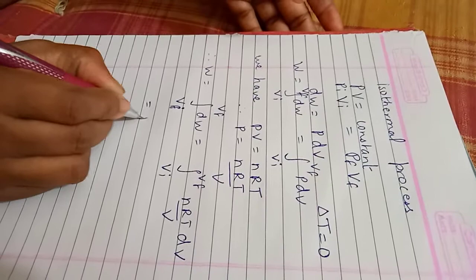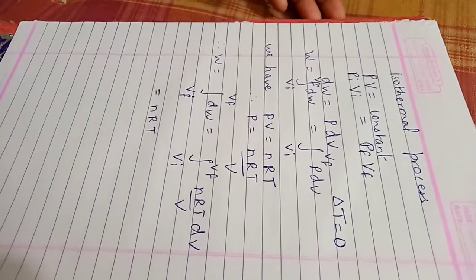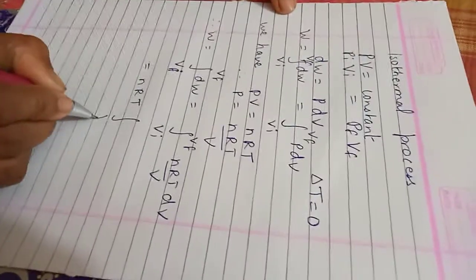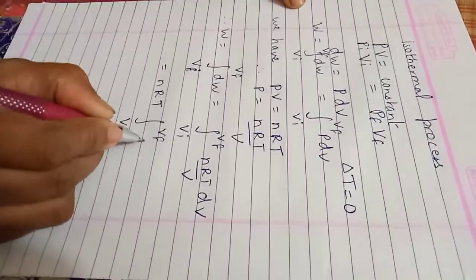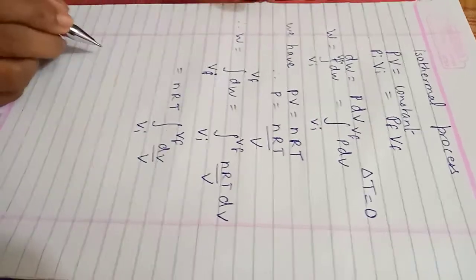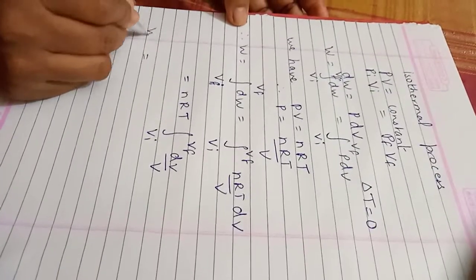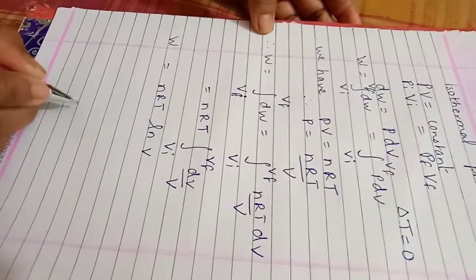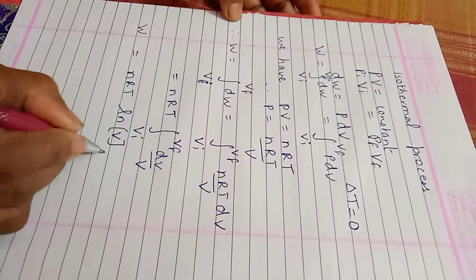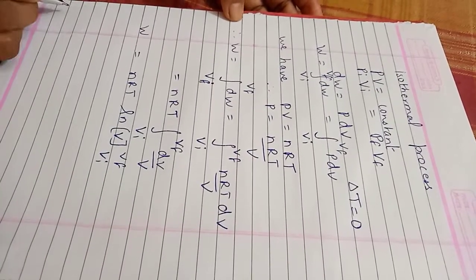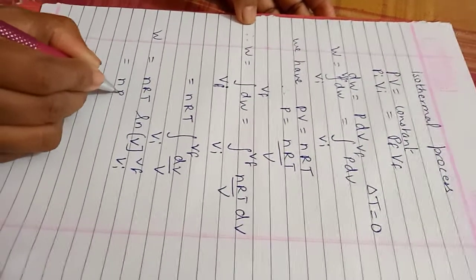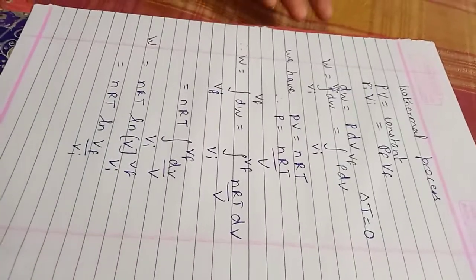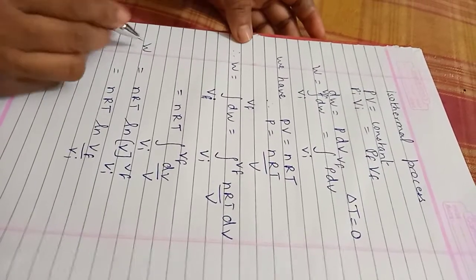The number of moles remains constant, R is the universal gas constant, which is also constant, and T is the temperature. Integration from Vi to Vf of what? dV by V. The integration of dV by V is what? The natural log of V from the limits Vi to Vf. What is this? This is nRT, natural log, upper bound upon lower bound. This is the work done.